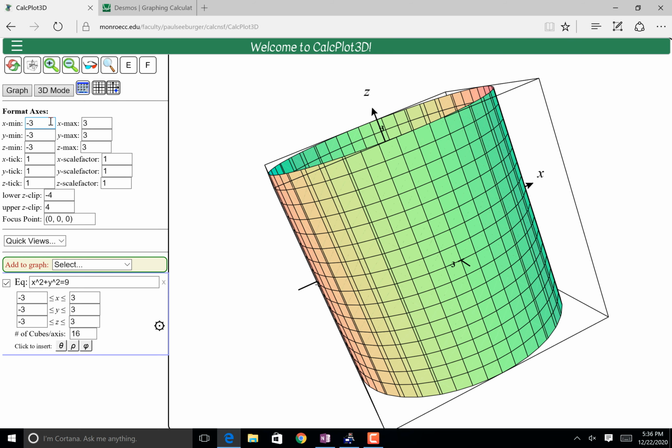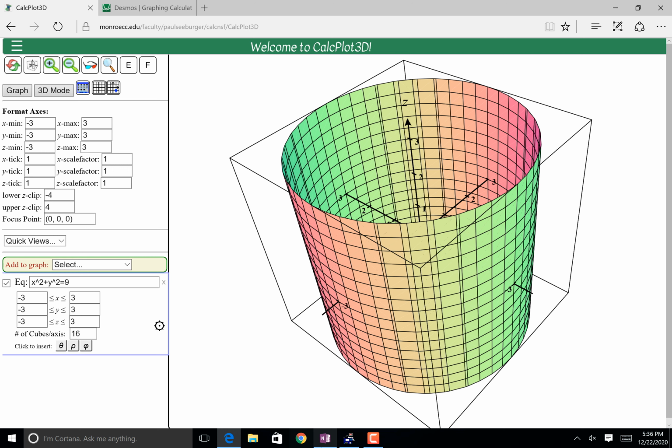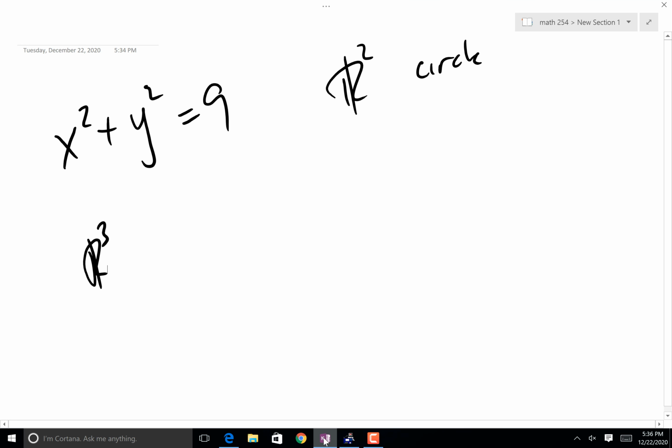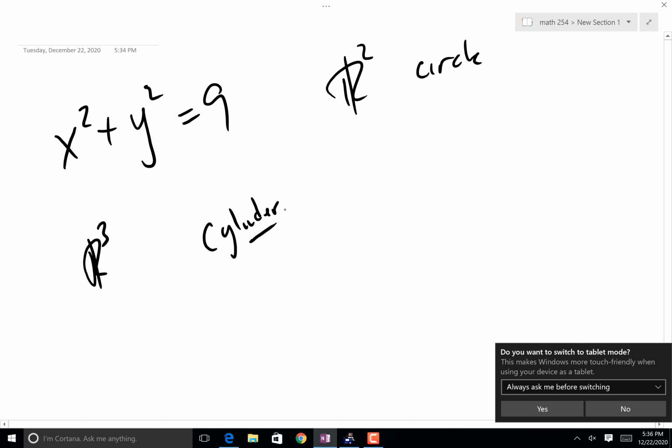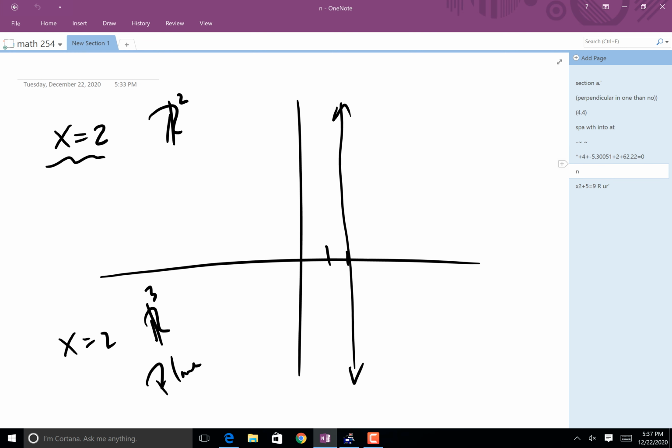Boom! What do you know about that, friends? It's a cylinder. This would be a cylinder in 3 dimensions. Pay attention to what that means. If it was x squared plus y squared plus z squared equals 9, then it'd be a sphere. But the fact that we don't have a z here says that z can be whatever it wants to be.